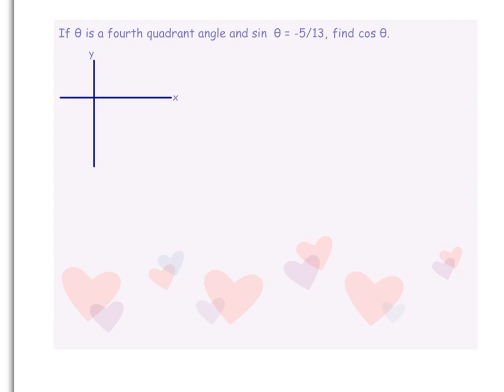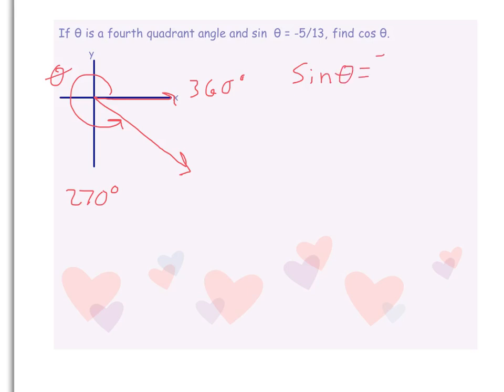If theta is in the fourth quadrant, well, let's just draw a terminal side in quadrant 4. So this would be angle theta. The fact that it's in quadrant 4 means it's somewhere between 270 and 360 degrees. I know the sine value of theta is -5 over 13. And again, as always, sine theta is y over r. Okay? I want to figure out from that information theta's cosine value.